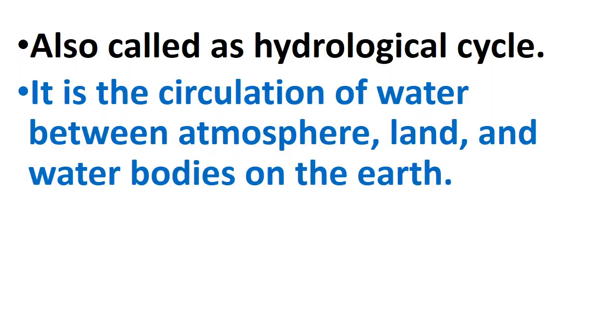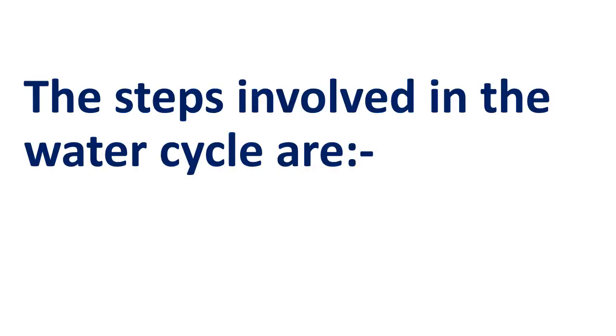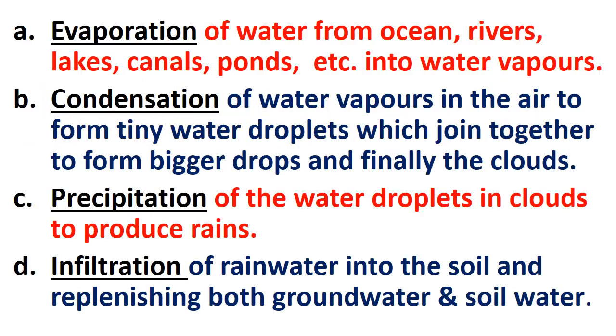So let us start with the first cycle, that is the water cycle. It is also called the hydrological cycle. Water cycle is the circulation of water between atmosphere, land, and water bodies present on the earth. The steps involved in the water cycle are evaporation, condensation, precipitation, and infiltration.